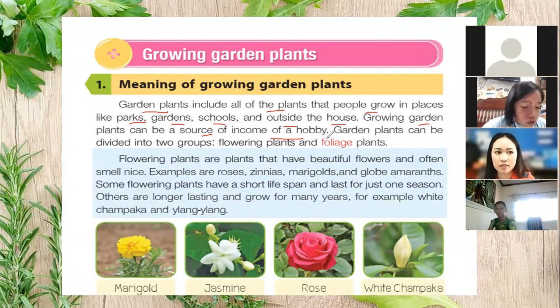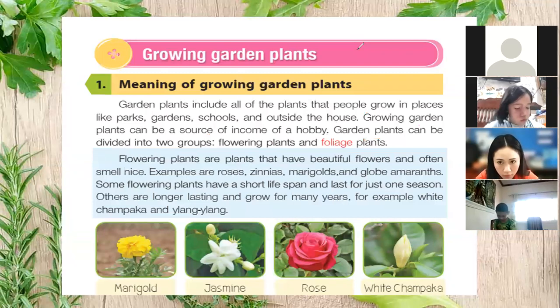Okay, students. So here, garden plants include all of the plants that people grow in places like parks, gardens, schools, and outside the house. They are all garden plants. Okay. Growing garden plants can be a source of income or hobby, and garden plants can be divided into two groups. Group number first, flowering plants. Second, foliage plants. So what are the flowering plants and foliage plants? What are the differences?